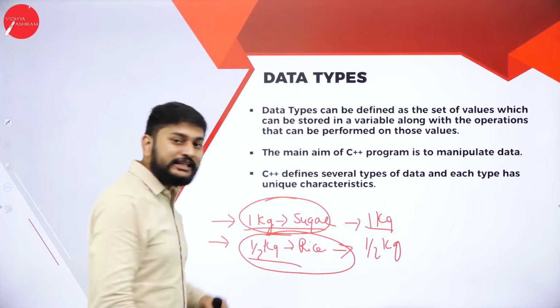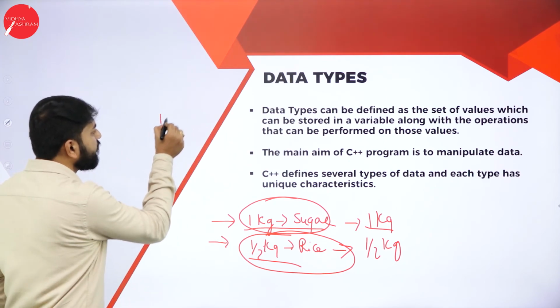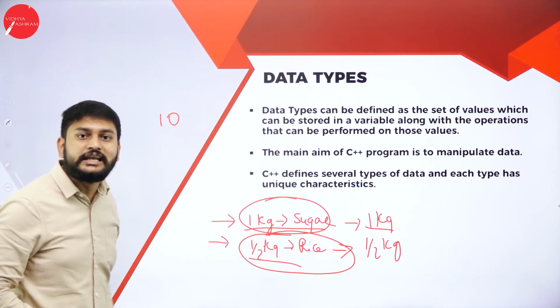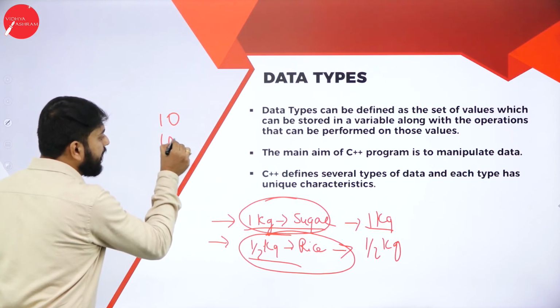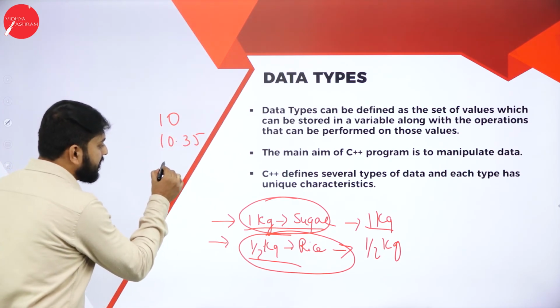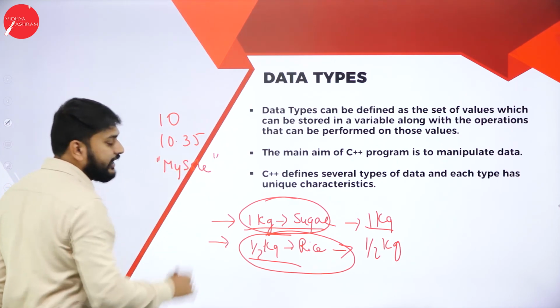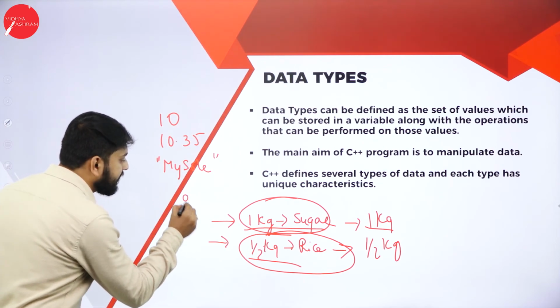I will be writing the data. It can be integer data, for example 10, this is what I will call an integer data. I'll be writing float data, 10.35, which I have already discussed. I'll be writing the string, for example Mysuru, this is what I will call string data. I'll be writing character data.